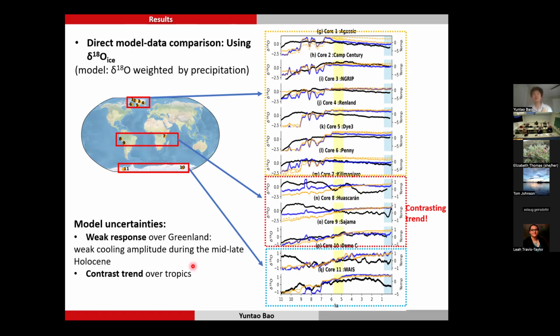So this is another topic, actually. I'm trying to explain why the model and data are inconsistent over the tropical region. But overall, I think the explanation is that the data weighting itself may not be temperature anymore in the Holocene. But this is not the topic of today's talk, so I will just leave it here.